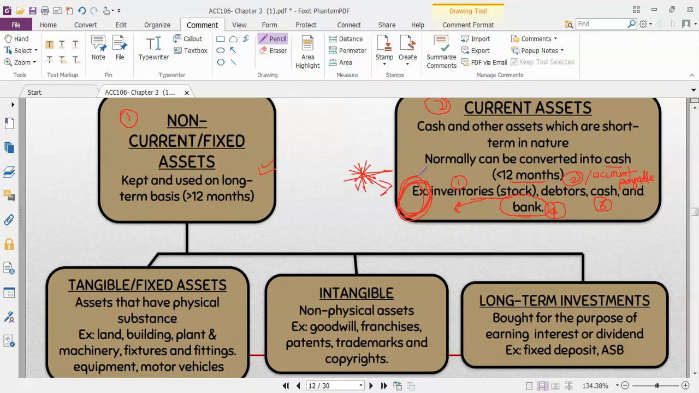That is, the first one is inventory, second is cash, third is bank, and the fourth one is account payable, eh silap pula dah. Bukan account payable tau. Nama lain untuk debtors adalah account... Siapa tahu? Ada siapa tahu tak nama lain untuk debtors?